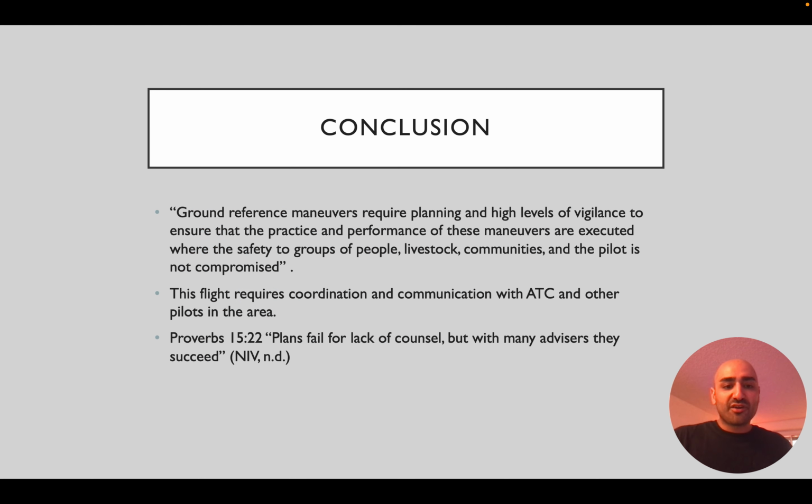Conclusion. So ground-based maneuvers require planning and a high level of vigilance to ensure that the practice and performance of these maneuvers are executed where the safety of a group of people, communities, and the pilot is not compromised. So this is something very important to remember before you say yes to ATC. Are you willing to take that risk? Are you willing to put your name on this? And we need to coordinate with law enforcement and also ATC, because there could be other helicopters and aircraft doing the same thing. News helicopters are going to be huge for big accidents.